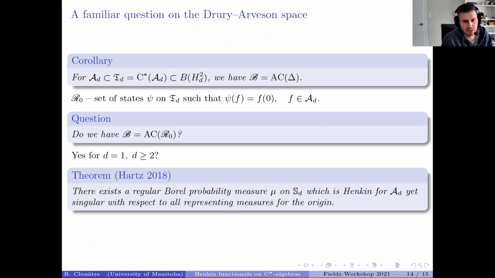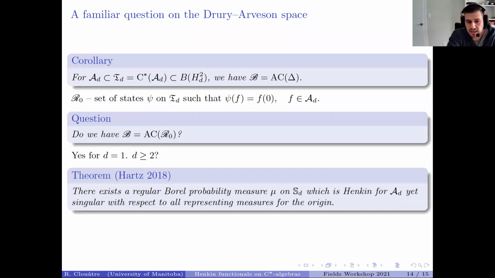What Michael Hartz proved is that there exists a regular Borel probability measure mu on the sphere which is Henkin for AD, but which is not Henkin for the ball algebra. This is how we disproved the conjecture that we had made with Ken Davidson. In fact, Michael proved something quite a bit better. He proved that you get a Henkin measure for AD which is very, very far from being Henkin for the ball algebra. It's singular with respect to all representing measures for the origin.